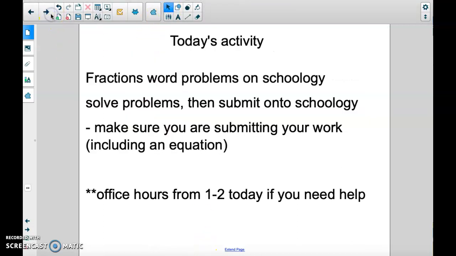So today's activity is you have, I believe, 5 word problems to do on Schoology. Solve them, then submit it into Schoology. Make sure you're submitting your work. So draw your pictures, write your equations, submit all that. Remember, you can just take pictures and upload it that way.